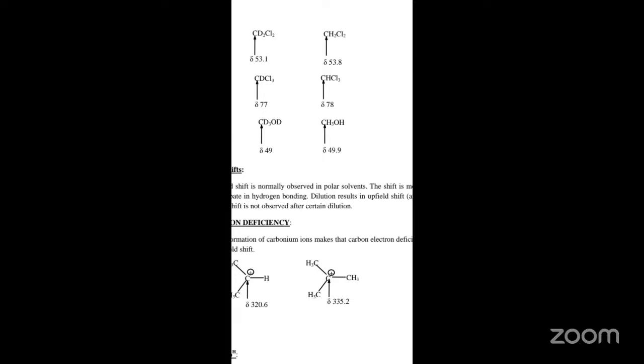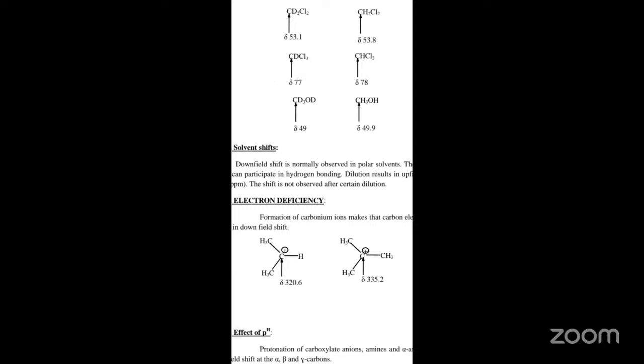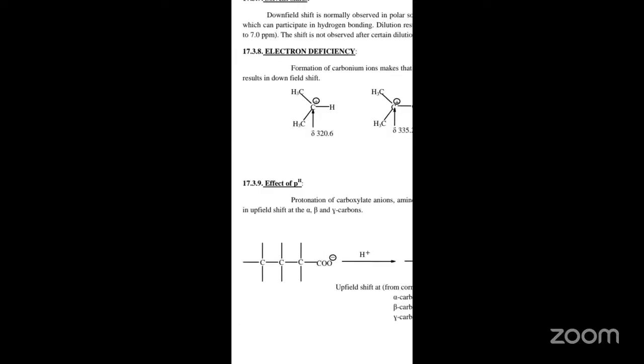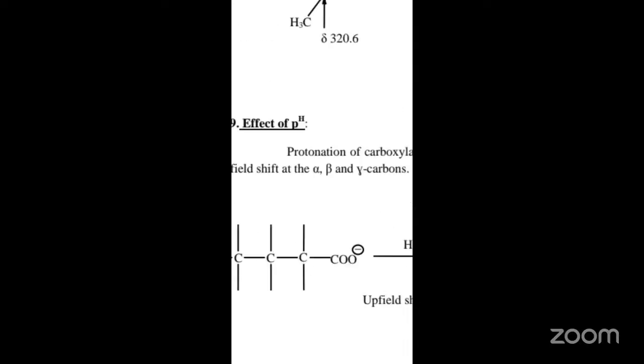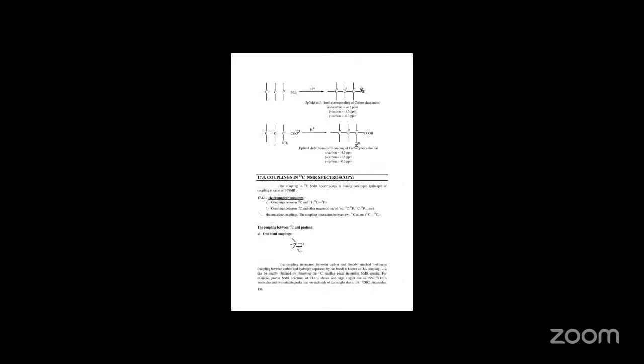And CHCl3, chloroform, where the value is 78. The chloroform carbon delta value is 78, and when the hydrogen is exchanged with deuterium, the higher isotope of hydrogen, its value is 77. So you can see the decrease in the delta values here. And some other factors like pH and electronegativity are there.